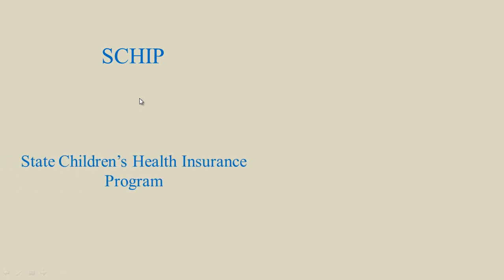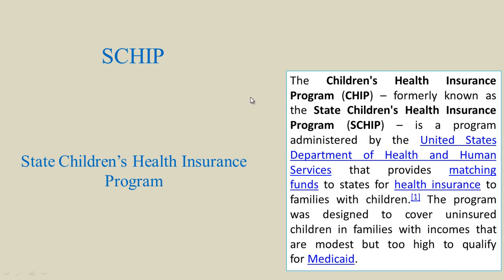SCHIP. State Children's Health Insurance Program. The Children's Health Insurance Program, CHIP, formerly known as the State Children's Health Insurance Program, SCHIP, is a program administered by the United States Department of Health and Human Services that provides matching funds to states for health insurance to families with children. The program was designed to cover uninsured children in families with incomes that are modest but too high to qualify for Medicaid.